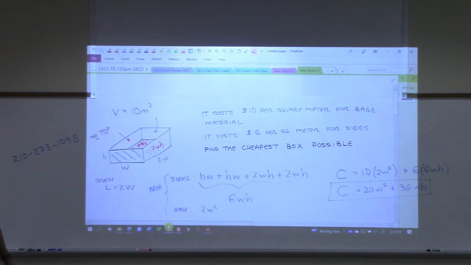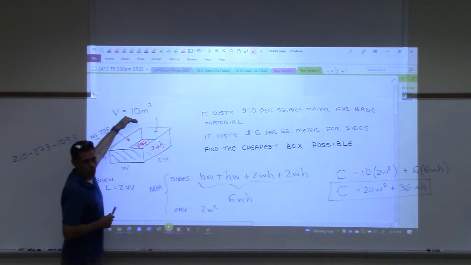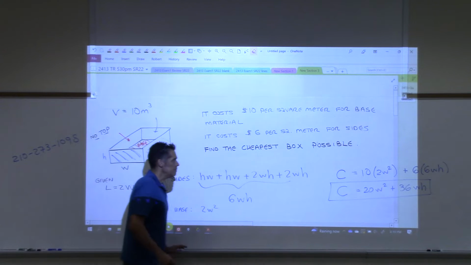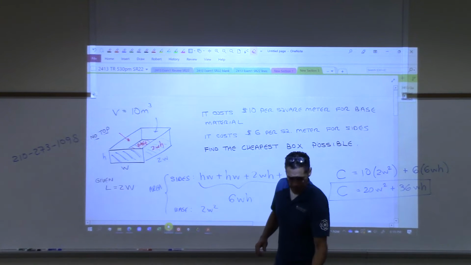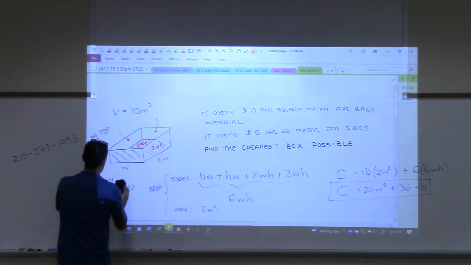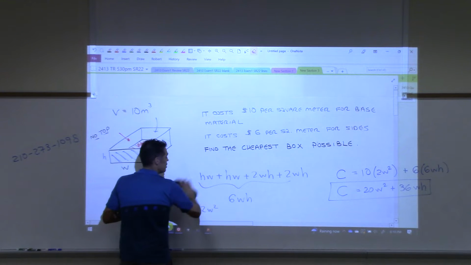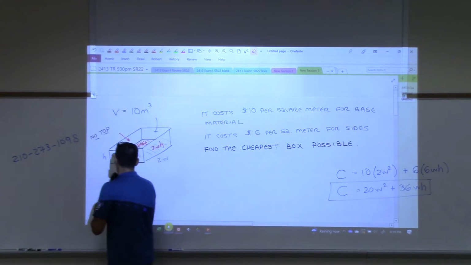So I think we're all up to that point, right? Our objective equation does not have a single variable in it. It has two variables, W and H. What we have not used yet is that this thing needs to hold 10 cubic meters. Okay, so let's do that now. May I erase? Yeah. Okay, so now this is our objective equation. Let's put the constraint.